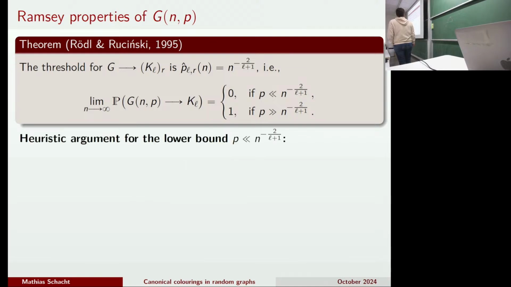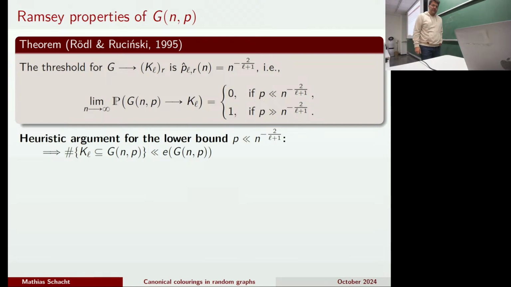Maybe let's talk a little bit about why this is a reasonable threshold and not just some arbitrary edge probability. So the point is, and you can view this as a heuristic argument for the lower bound, if p is smaller than that, this is precisely the point where the number of edges and the number of copies meet. Okay? So what do I mean by this? If p is asymptotically smaller than this, then the expected number of copies of K_L in G(n,p) is asymptotically smaller than the expected number of edges.